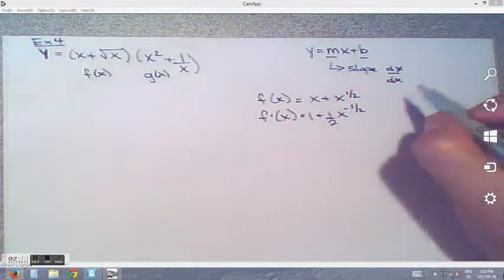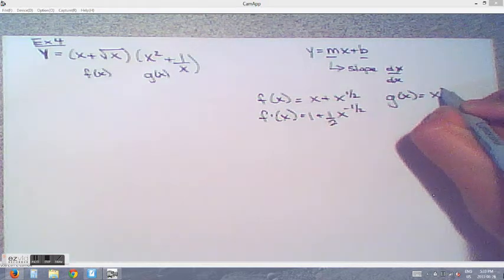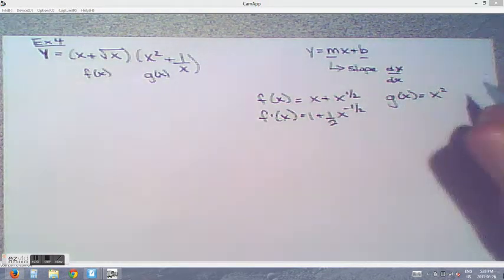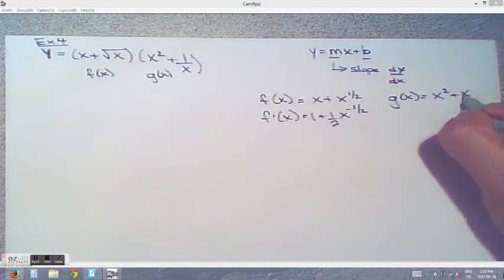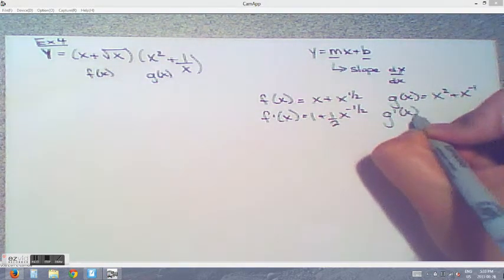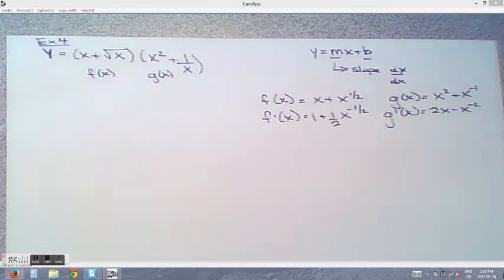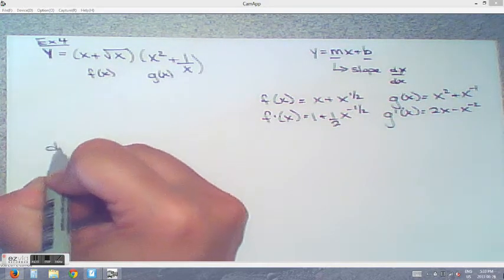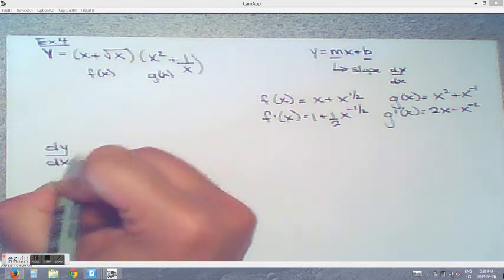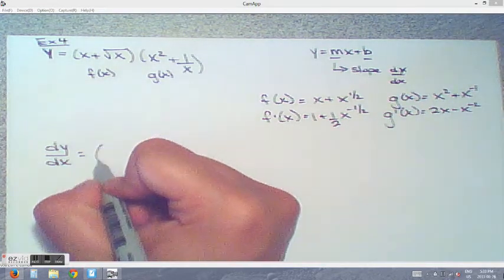g at x then is equal to x squared, and I'm going to change 1 over x to be x to the negative 1. So g prime at x then is equal to 2x minus x to the negative 2. All right. Now we're going to actually find dy by dx, and we'll do that by using the product rule. So brackets would help.